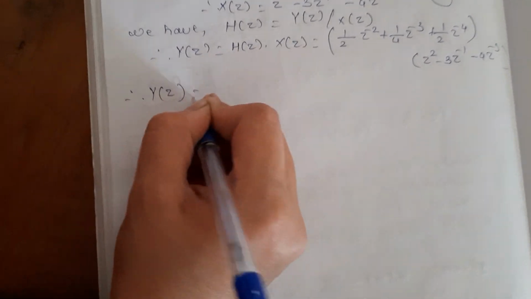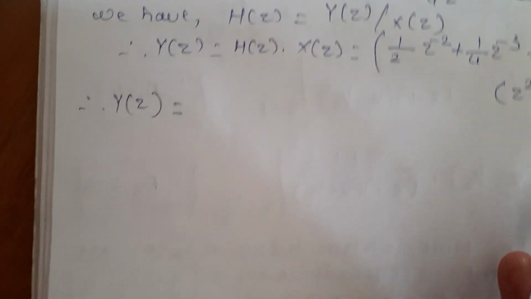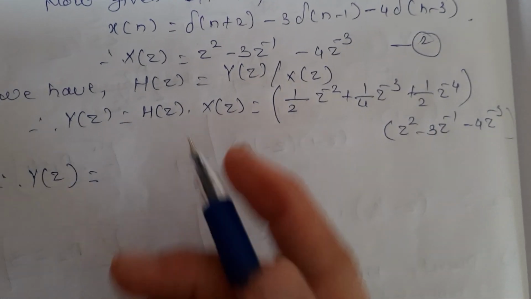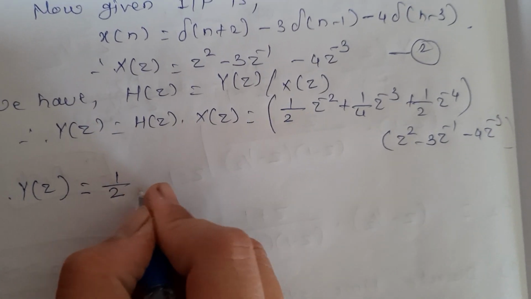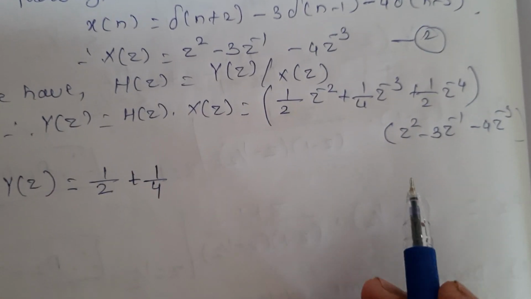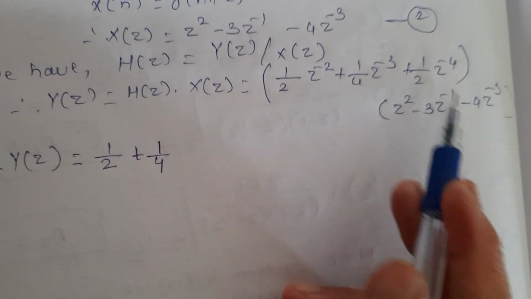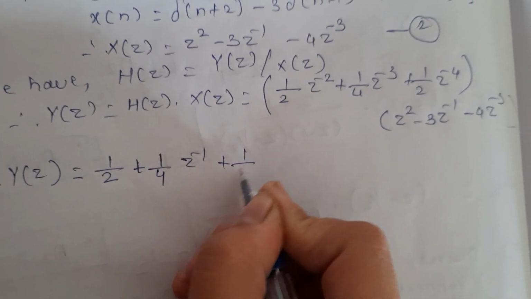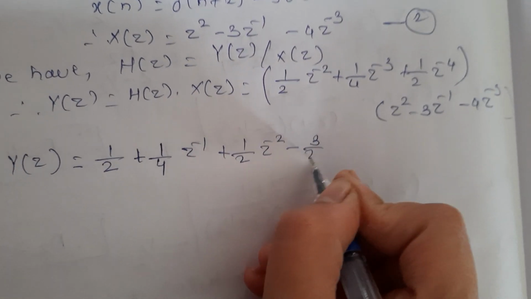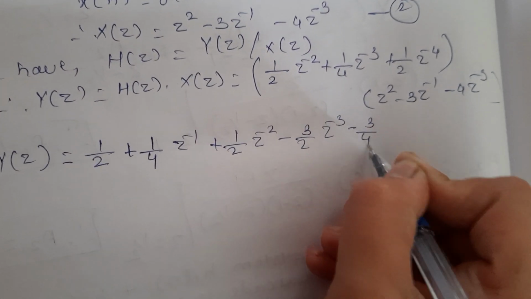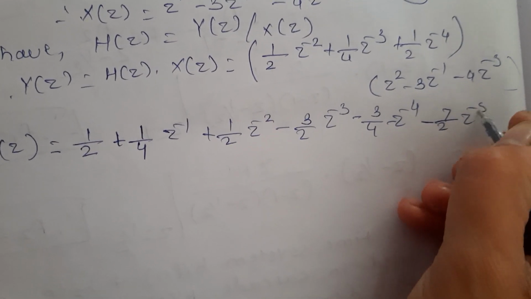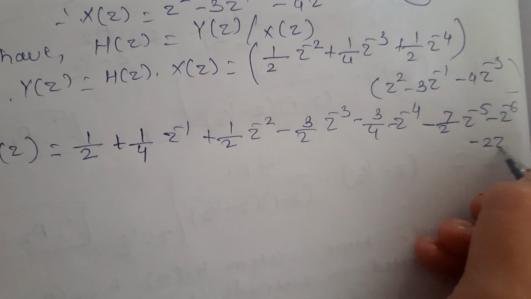So Y of z is equal to, now we multiply these two brackets and solve it. Here I write the final answer that we get after multiplying these two brackets. So it is 1/2 plus 3/2 z raised to minus 3, and so on, minus z raised to minus 6 minus 2 z raised to minus 7.